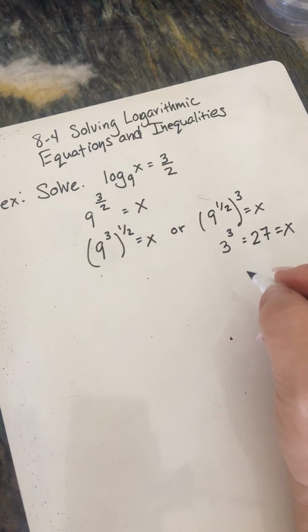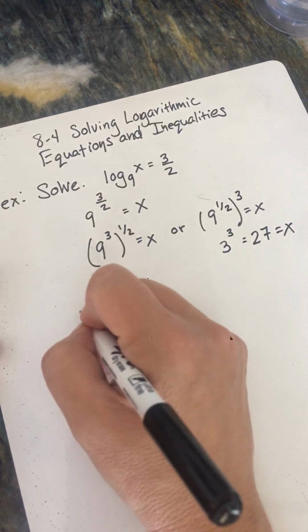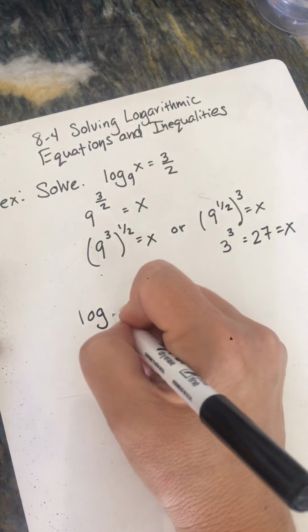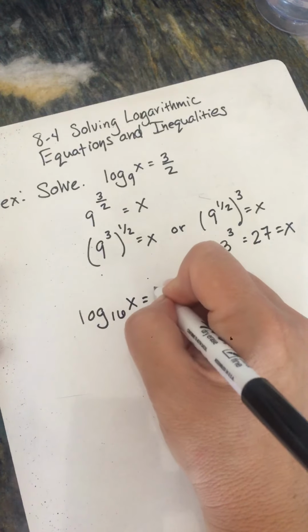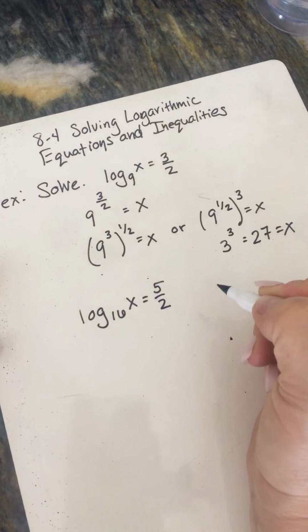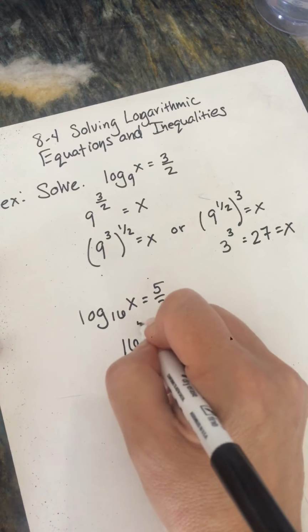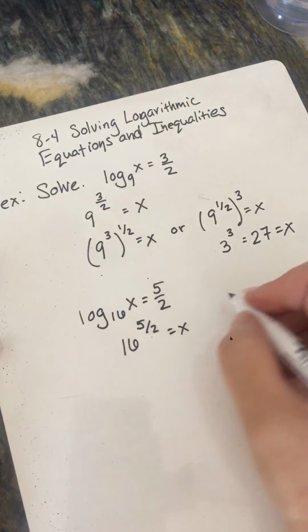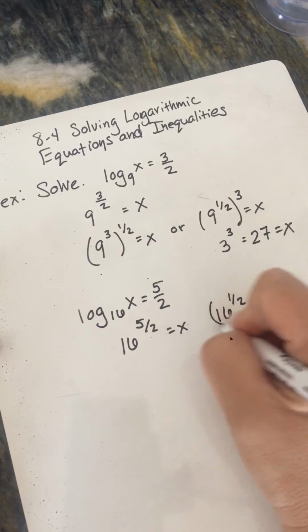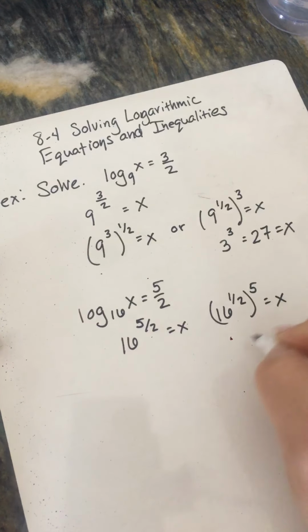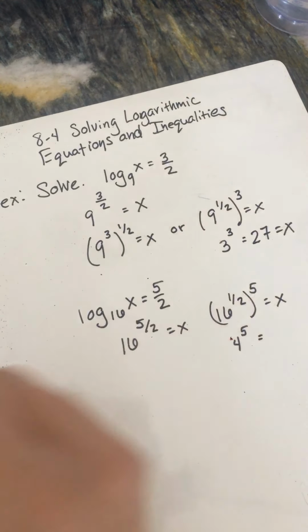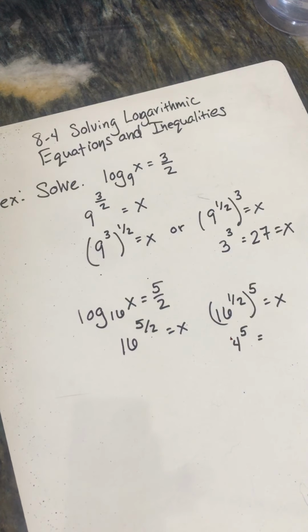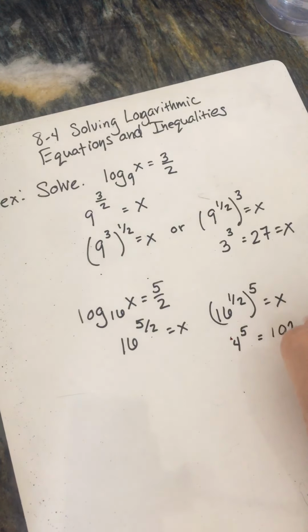Let's do another one just for kicks. How about log base 16 of x equals 5/2? Again, rewrite it. So 16 to the 5/2 equals x. And I like it as 16 to the 1/2 to the 5th. So 4 to the 5th is equal to x. And so I got to think about this. 4 to the 5th is a really big number. 1024.